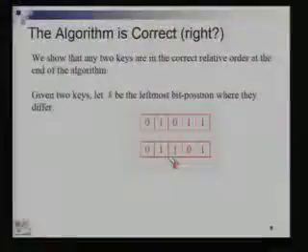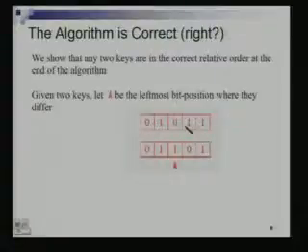So suppose these are the 2 keys that were given to me. Let me look at the leftmost position at which they differ. They don't differ at this place, they don't differ at this place either, but they differ at this place. Let me call this position K. Now when I am sorting this bunch of numbers, what's going to happen? Remember, I am sorting by considering first the rightmost, then the second rightmost, then the third rightmost, and so on.